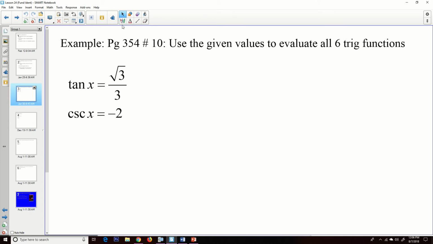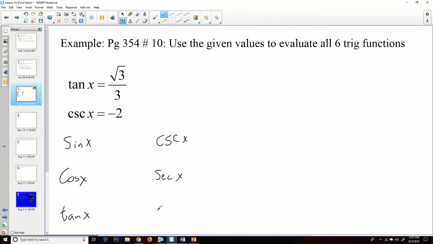Now we've done that before, and so I'm just going to rewrite them and fill in the ones I know. So sine x, cosine x, tangent x, cosecant x, secant x, and cotangent x. All right, so we know that cosecant is -2. We know that tangent is square root of 3 over 3.